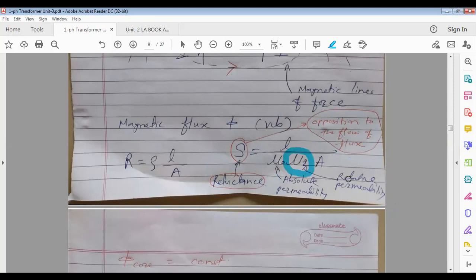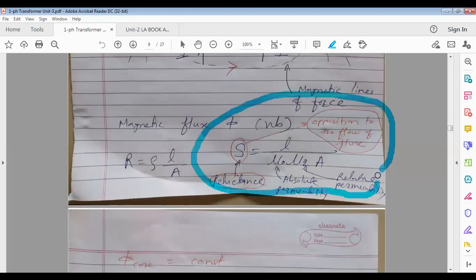Now I told you the relative permeability of silicon steel is very high, in some thousands, and of air is very less, only 1. Now can you tell me which material will offer less opposition to the flow of flux, air or silicon steel?